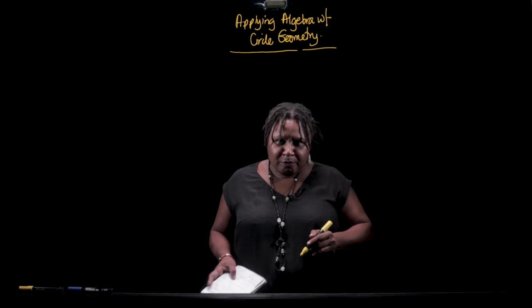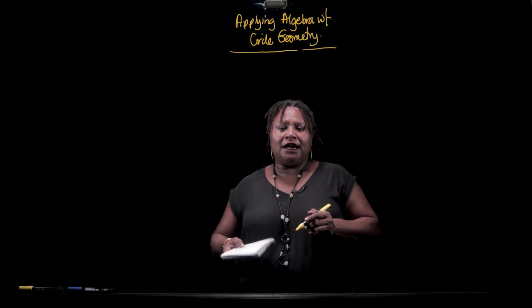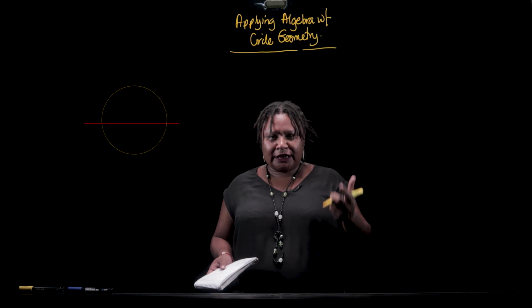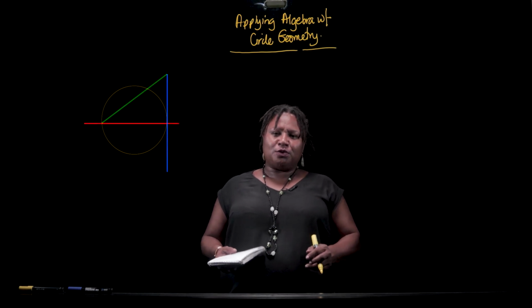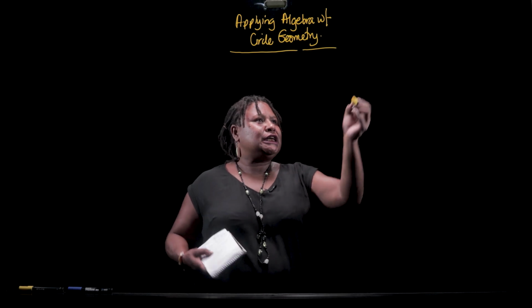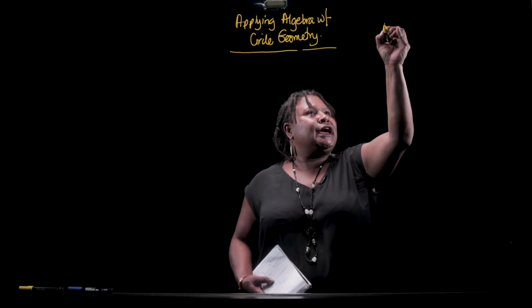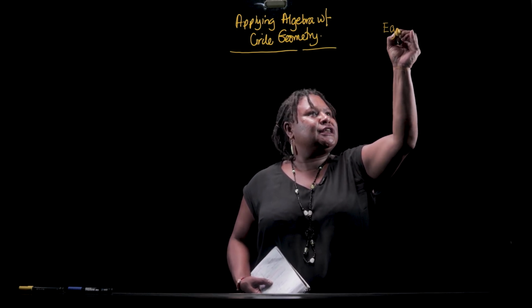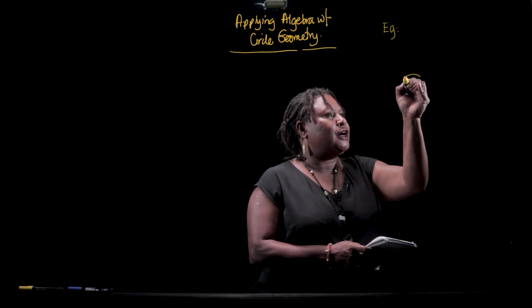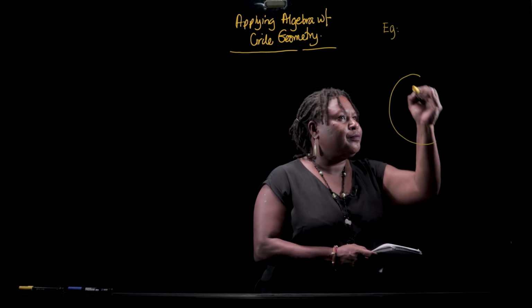We already reviewed our properties in the last lesson, so I hope you still remember the properties of circles in terms of the chord, the tangent, and the chord and tangent together. We're going to use an example to see how we apply algebra together with the circle properties. Let me just draw our circle first.